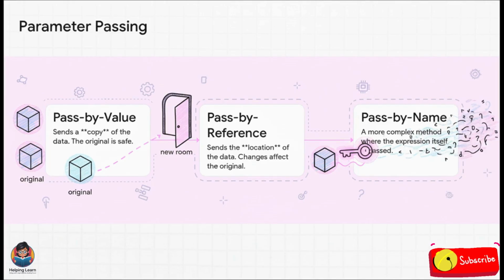And then you have even more complex methods like pass-by-name. At the end of the day, each method is a critical design trade-off between safety, performance, and flexibility.